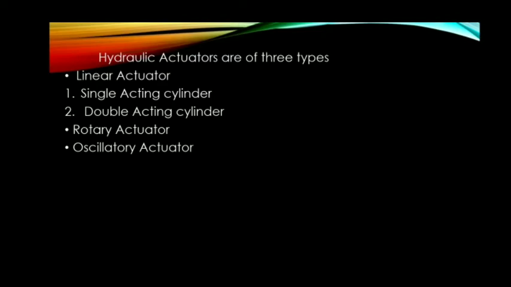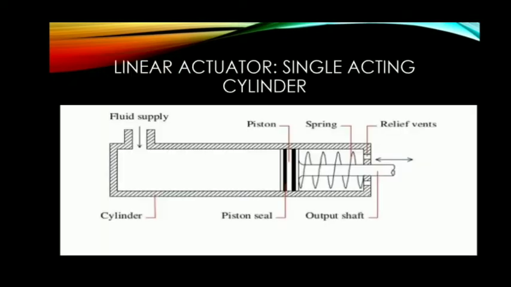Hydraulic actuators are of three types: linear actuator, rotary actuator, and oscillatory actuator. Linear actuators include the single acting cylinder and the double acting cylinder. In a single acting cylinder actuator, there is only one opening for the fluid to enter and leave. The forward motion is due to the hydraulic pressure of the fluid entering through the opening, while the reverse motion is due to the spring.